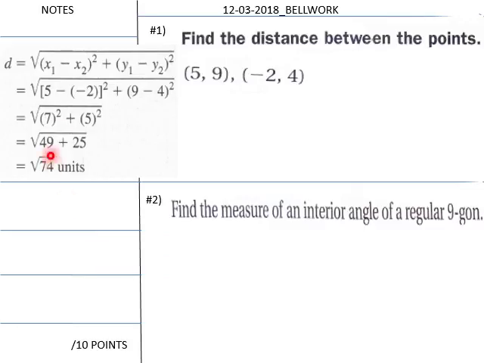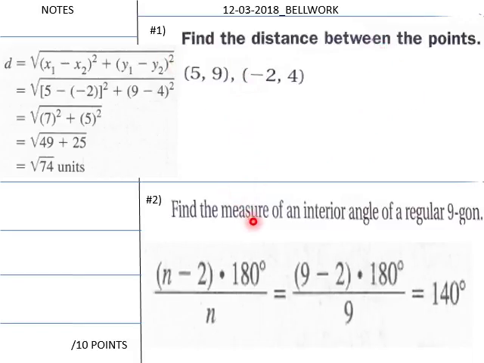Okay, welcome back. Here's your distance formula. You plug in your values from over here, and you get square root of 74 units for the distance between these. You could almost put a grid up to visualize it if you needed to. And then here's our formula for finding the measure of an interior angle of a nonagon. 9 will be our n here, and we come up with a 140-degree measure for that.